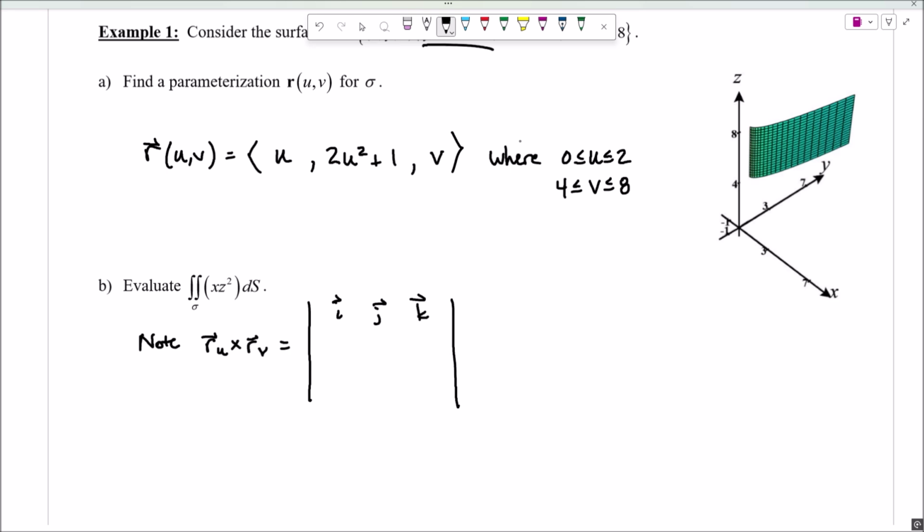Okay, so remember that r_u, or partial of r with respect to u, is what I'm going to place here along the top. It looks like my partials for each of my components are going to be 1 for the first component, 4u for the second component, and 0 when I do the partial of v with respect to u. Similarly, now when I go through and do the partials of each of my components with respect to v, I'm going to get 0, 0, 1.